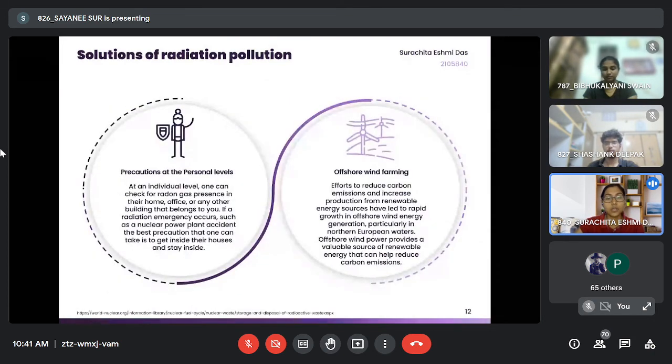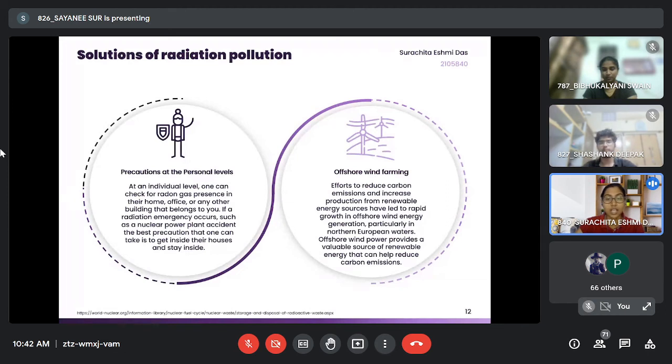An excellent option to be safe from the radiation effect is to stay away from the sources of radioactive pollution. At an individual level, one can check for radon gas presence in their houses, office, or other buildings. If a radiation emergency occurs, such as a nuclear power plant accident, the best precaution that one can take is to get inside the houses and stay inside. It is best not to switch on any electrical appliances or gadgets then.